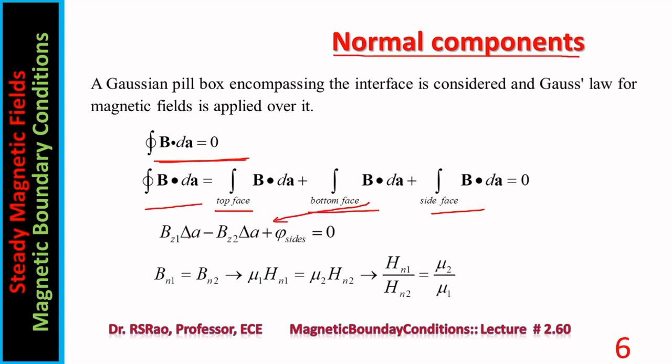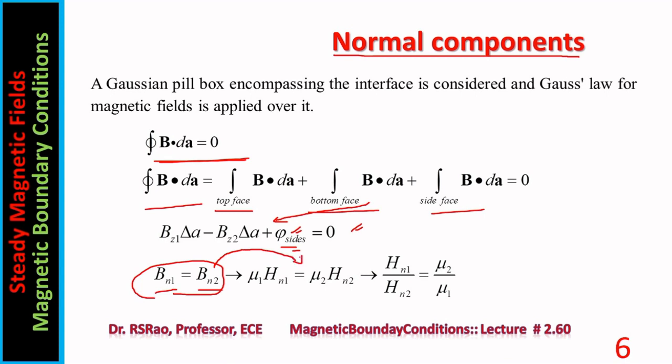Bz1 delta A, where delta A is the cross sectional area of the Gaussian box, minus Bz2 delta A, plus the flux through the curved walls, is equal to 0. As you shrink the height of the Gaussian pillbox, the flux through the sides becomes 0. So Bz1 becomes equal to Bz2, but z is normal to the interface. Therefore Bn1 equals Bn2. This is the basic condition.